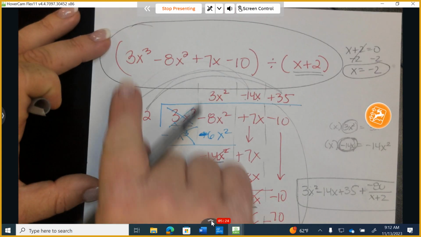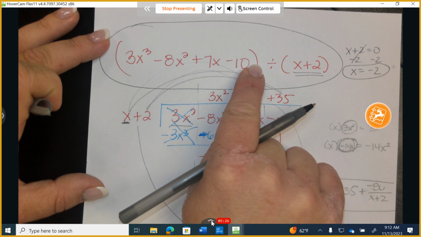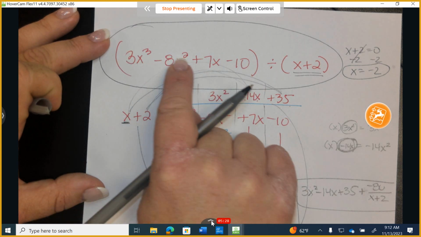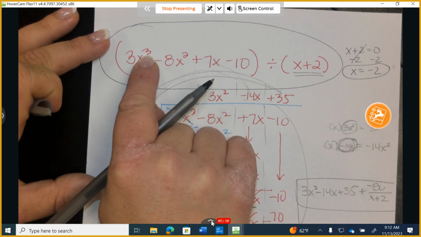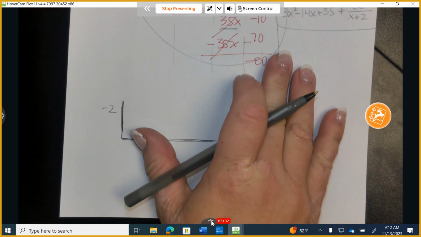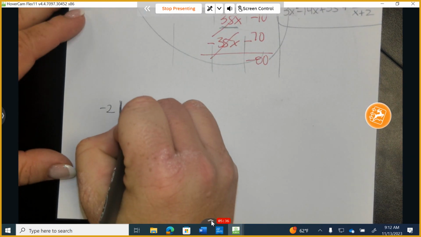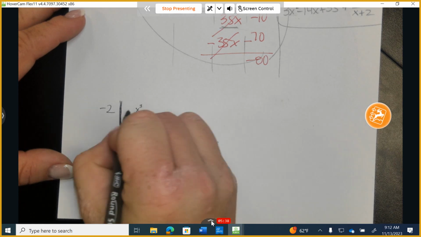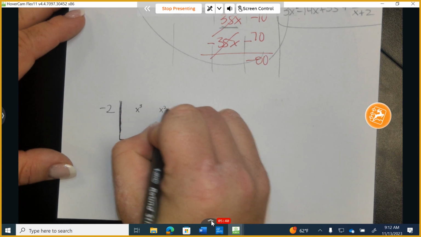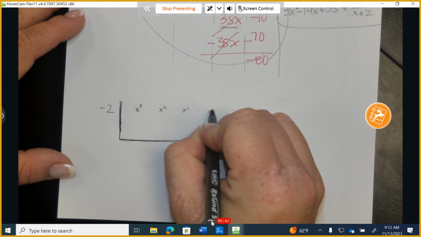Now we're going to come back here and identify the degree. That means the largest exponent on a variable. In this case it is a 3. I'm going to come down below and write very small, because eventually you're not going to be doing this. It's a placeholder for each value. So 3, 2, 1, and 0.